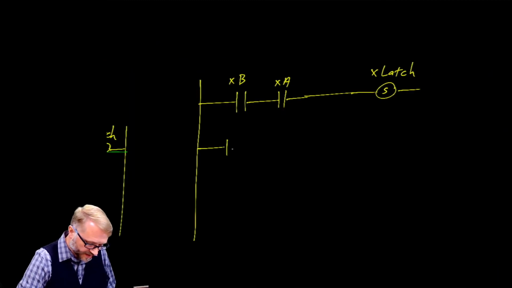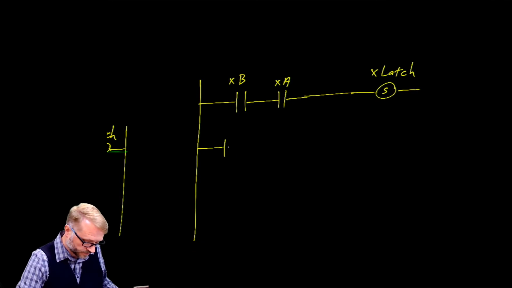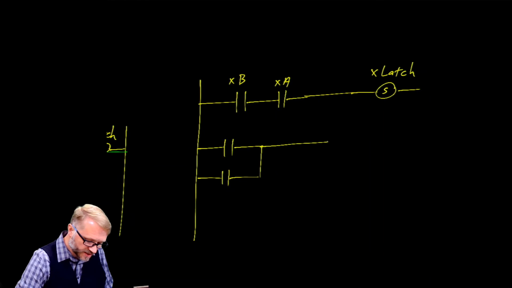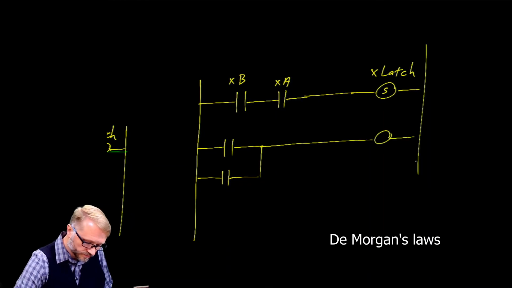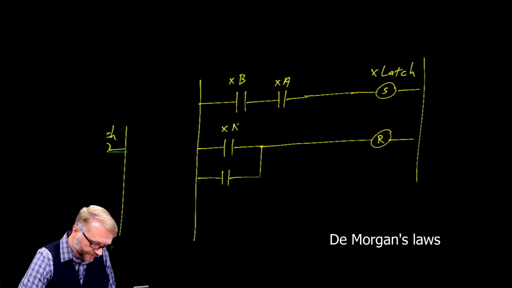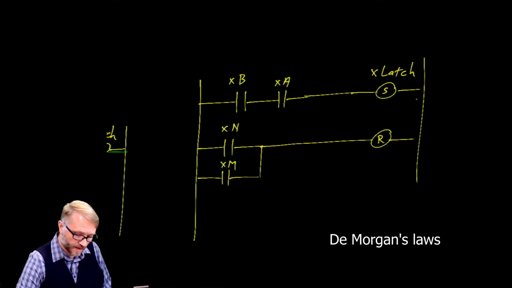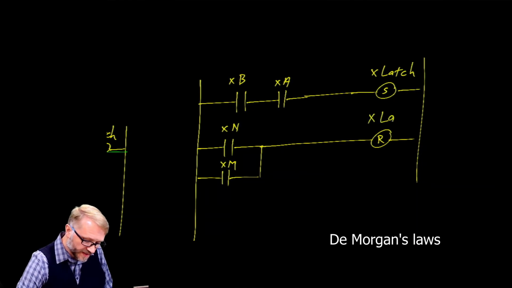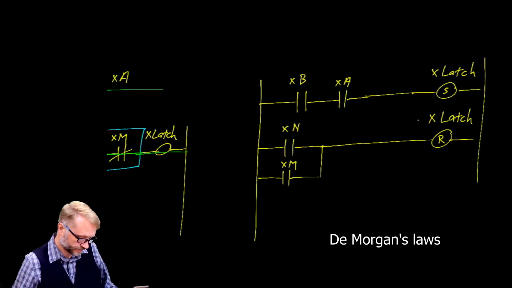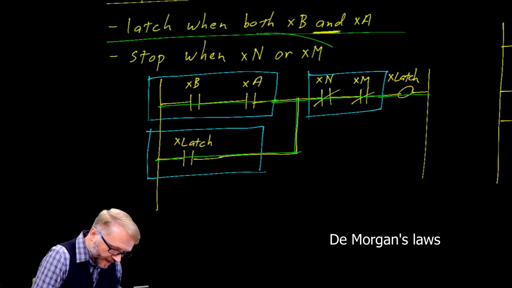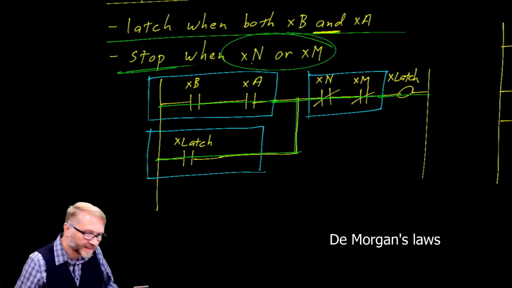Our release circuit now looks like this. It's an OR condition, going to a reset coil. And this was N and M. So if either N or M, we will reset our latch. Either N or M, we will release the latch.